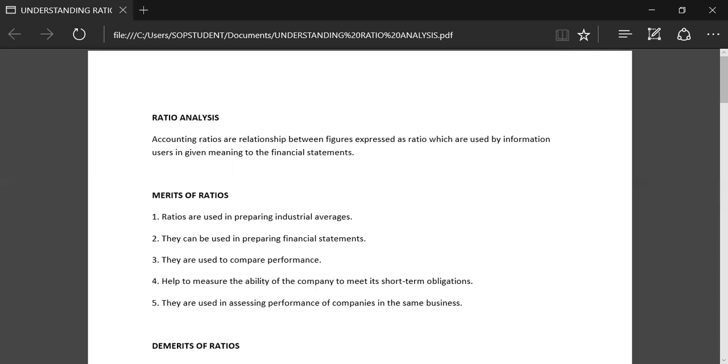They are also useful to measure the ability of the company to meet its short-term obligation. They are also useful in assessing the performance of companies in the same business.